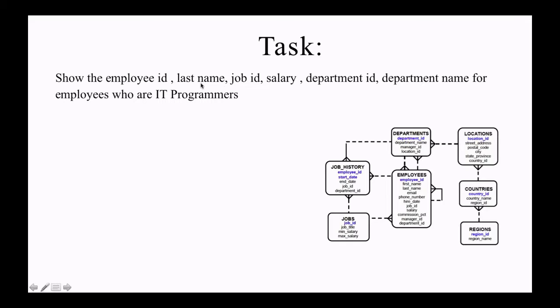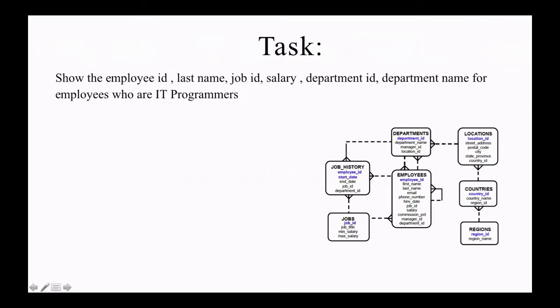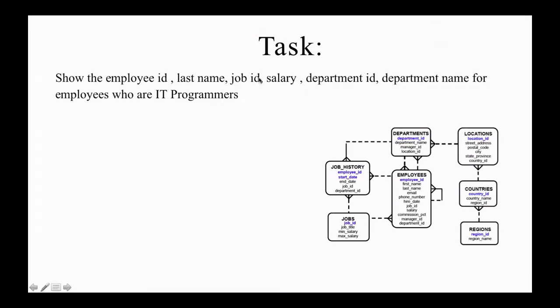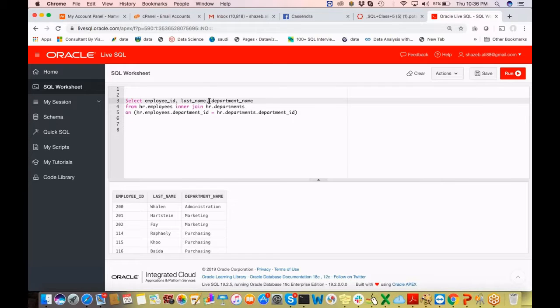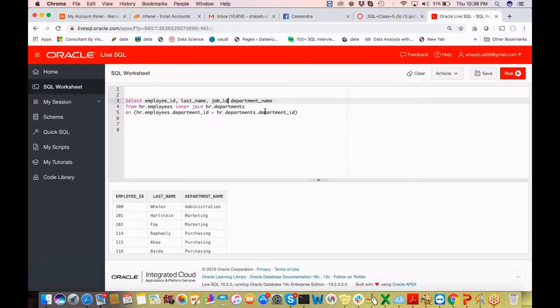So what you would need to do over here is select employee ID and then last name, and then over here it's asking for job ID. So I'm going to add job ID to my last query, and then it's asking for salary, and then it's asking for department_ID and department name. So that's what I've added.